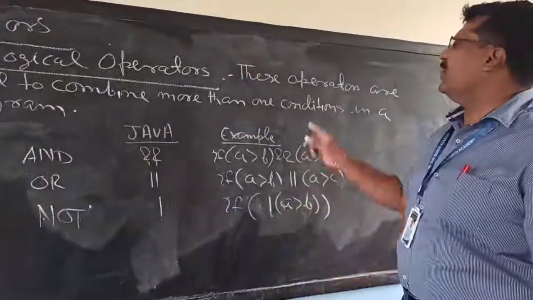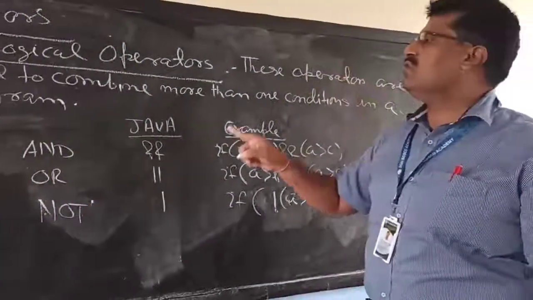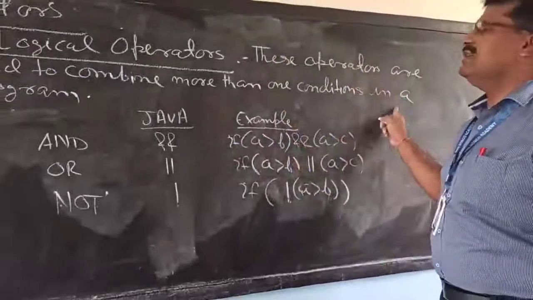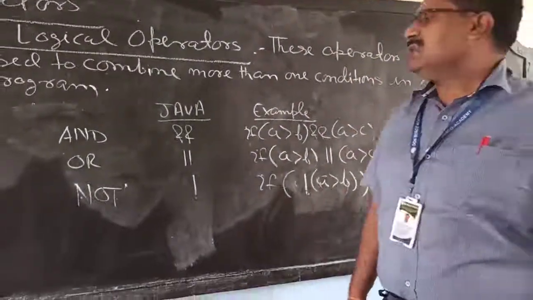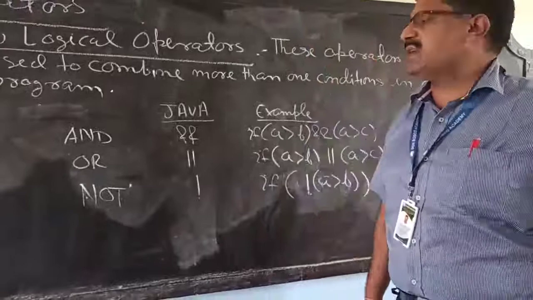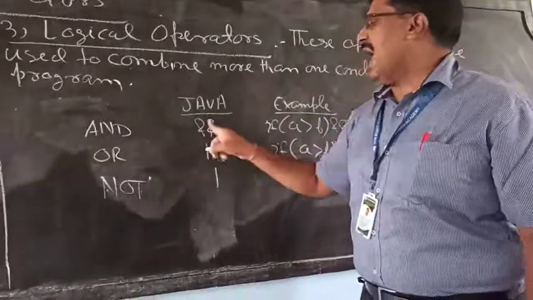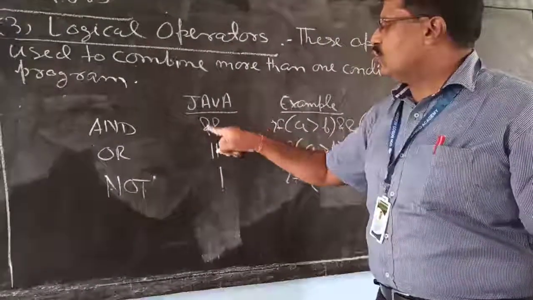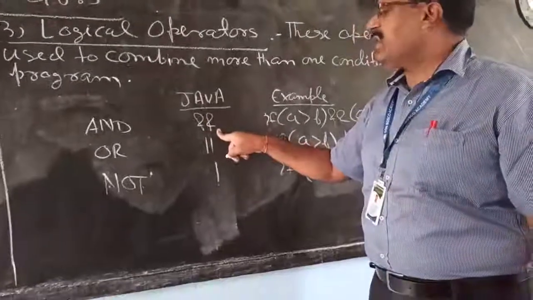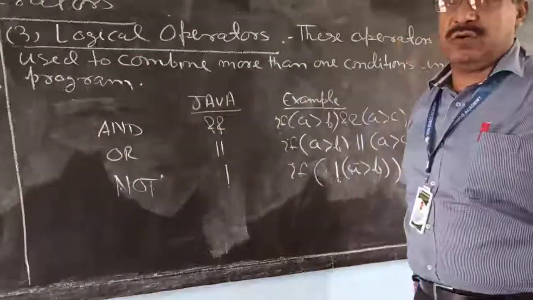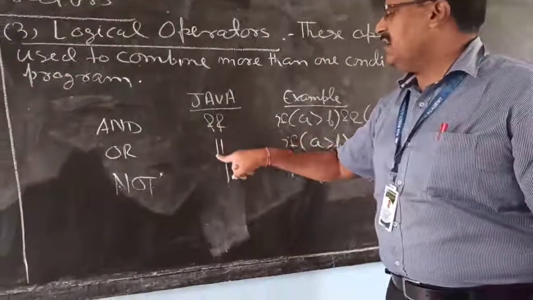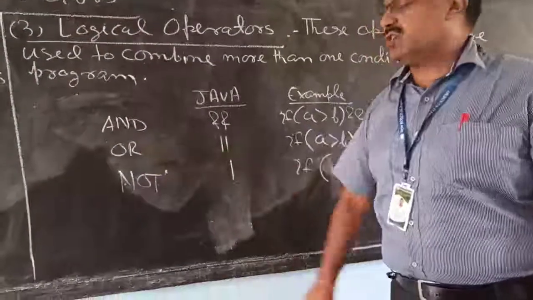So what are the logical operators? These operators are used to combine more than one condition in a program. See, there are three logical operators in Java. The first one is called AND. This is the double AND sign without a space, called the AND logical operator. Then these two straight lines are called the OR logical operator.